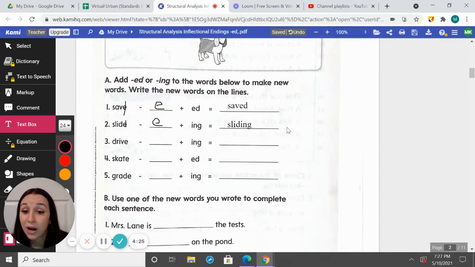All right, let's try number 3. So we have our root word drive, and we're adding ing. My mom is driving to the store. Right now, mom is driving.